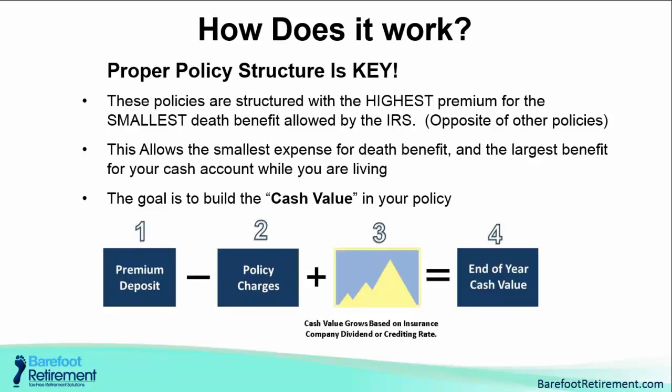And then what's added to your cash value each year is either the dividends paid by the company, depending on the type of product that we set up or that you choose, or the crediting rate from the indexes, which we'll talk about in just a moment. So all of those factors contribute to what your end of the year cash value amount is.